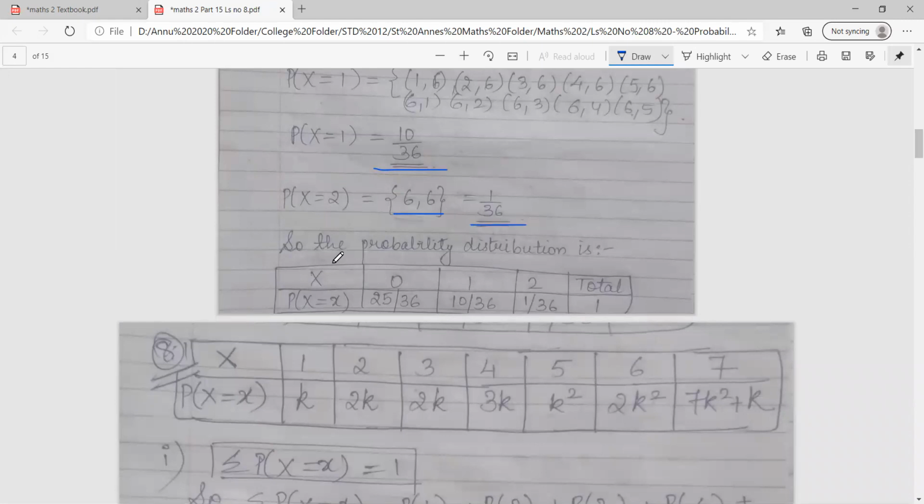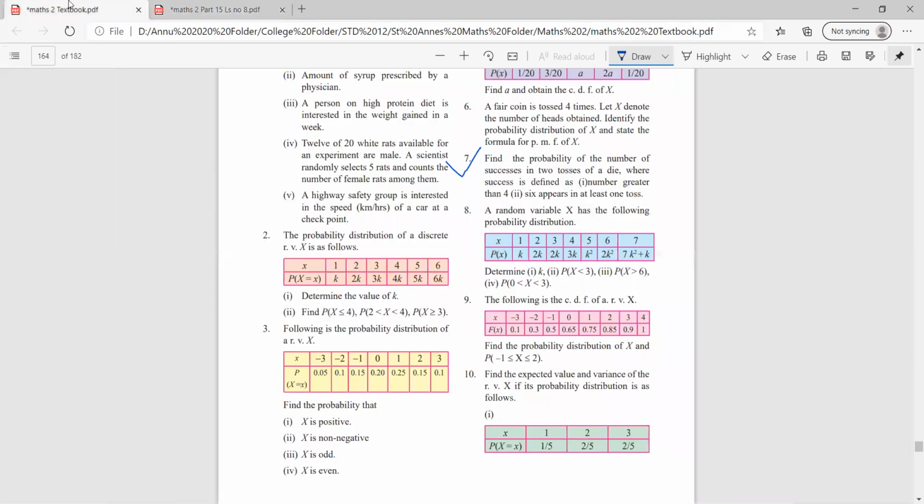So the probability distribution table will look like this. X, P of x: 0, 1, 2; 25 by 36, 10 by 36 and 1 by 36. So the total comes as 1. So I hope you all are clear with question number 7.